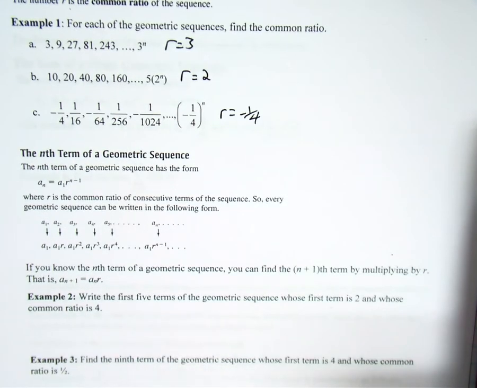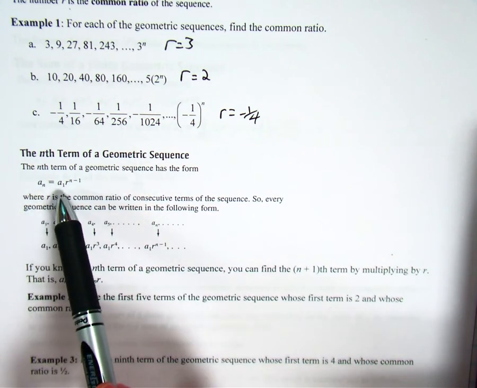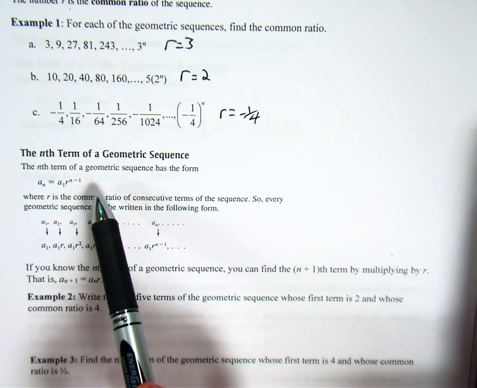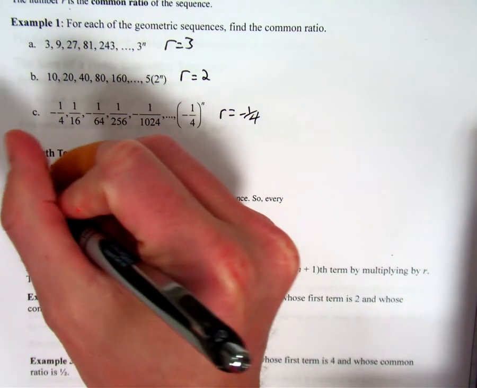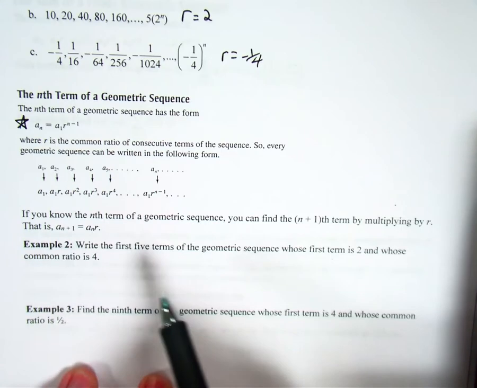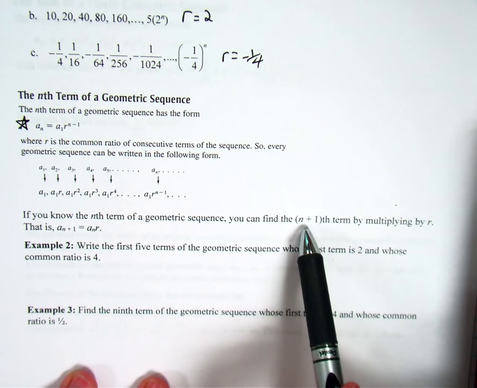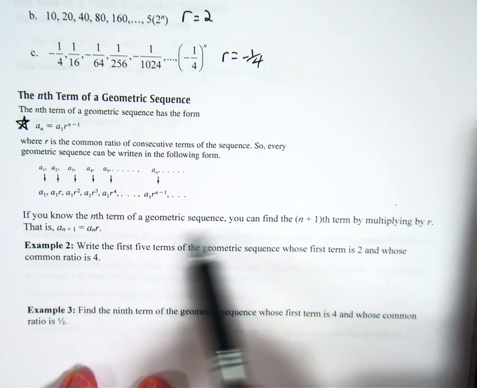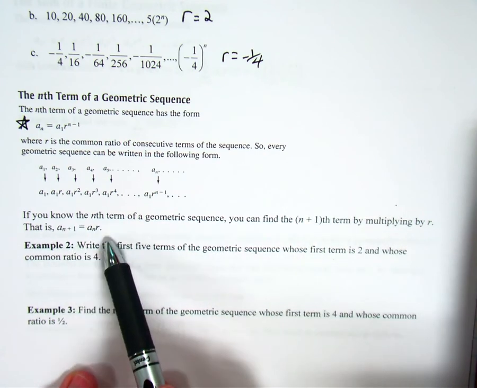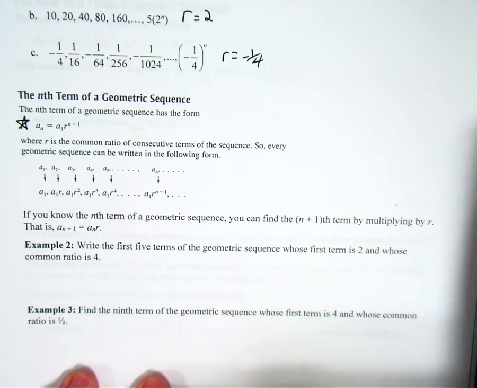Finding the nth term. Our formula for the nth term of a geometric sequence is a sub n equals a1 times the ratio to the n minus 1 power. And then kind of recursively, if you know the nth term, you can find the n plus 1th term by just repeatedly multiplying by the ratio. So there's our explicit, and then there's our recursion one.